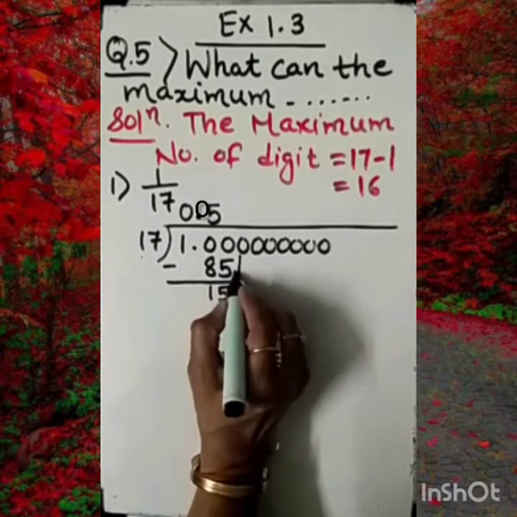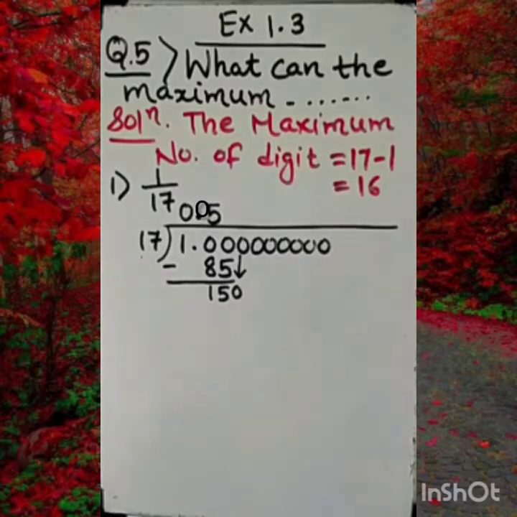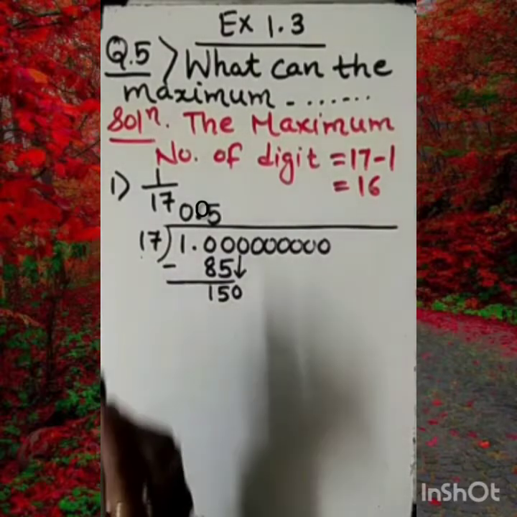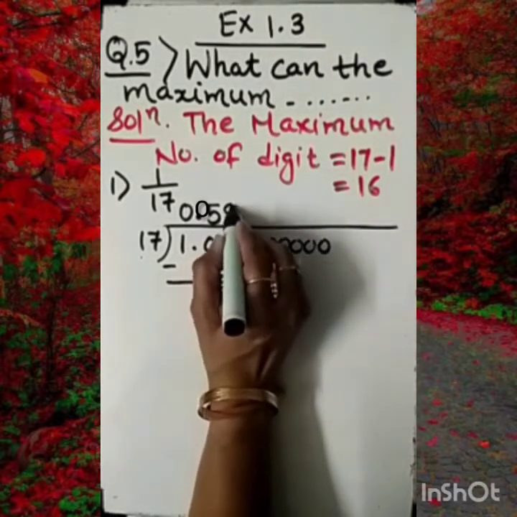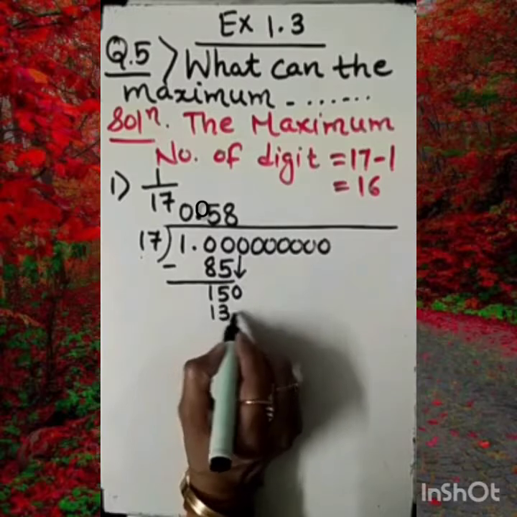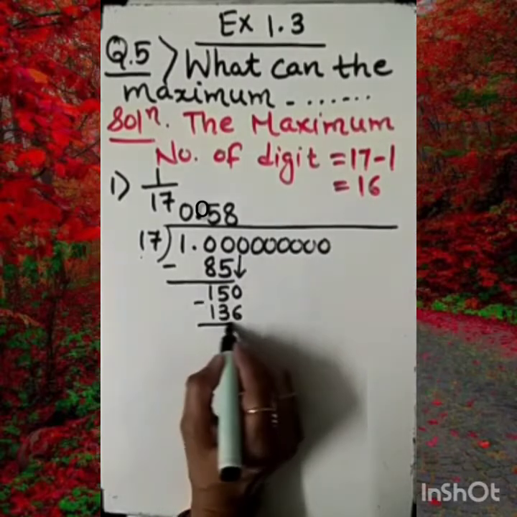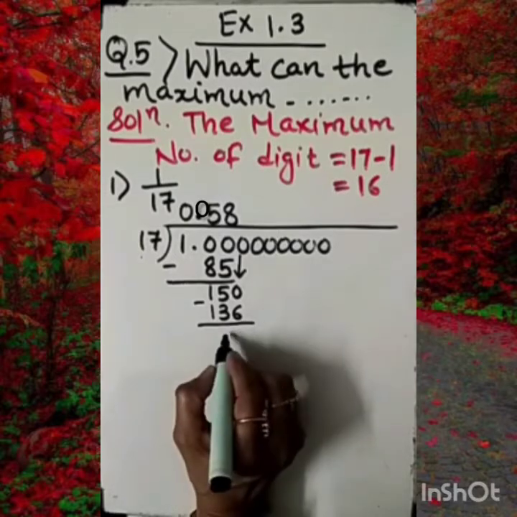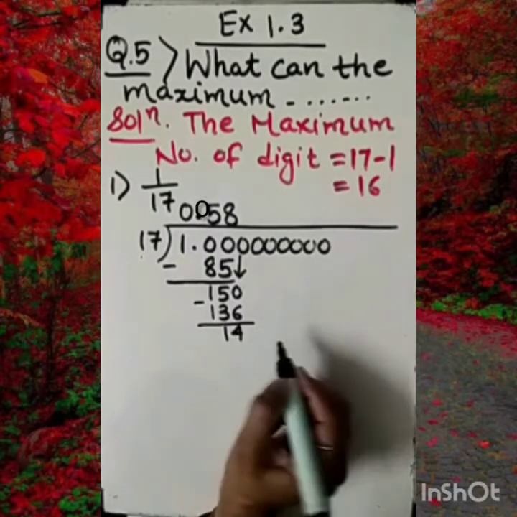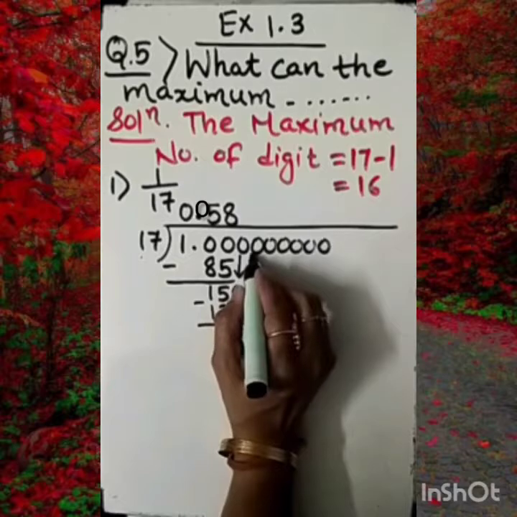Let me bring this 0 down. So again you recite the table of 17. You will get 17 8s are 136. So here I need to mention this. Again subtracting, 150 minus 136, it will be 14. And let me bring this 0 also.